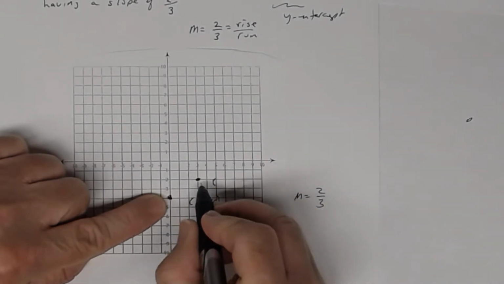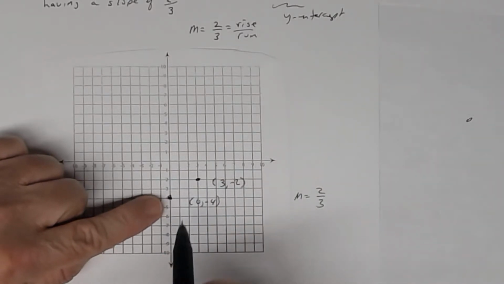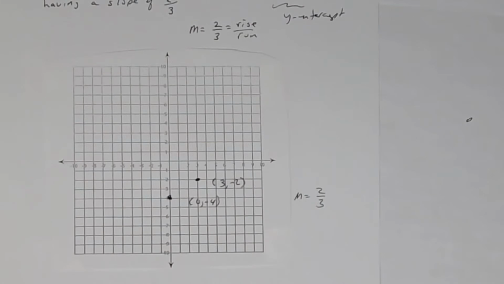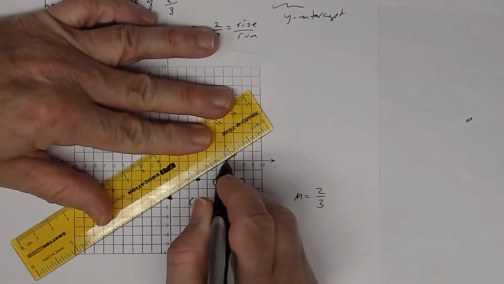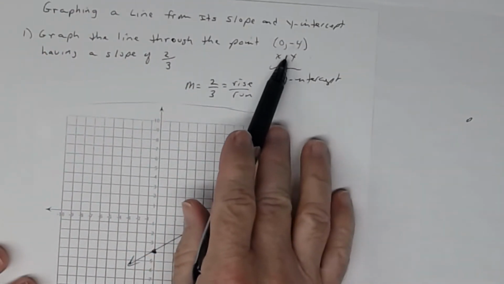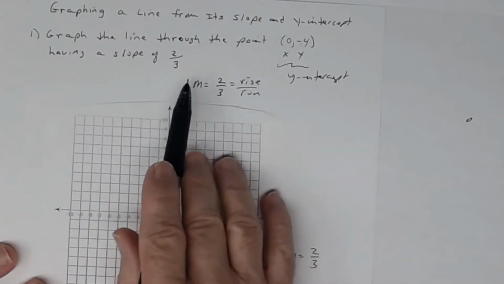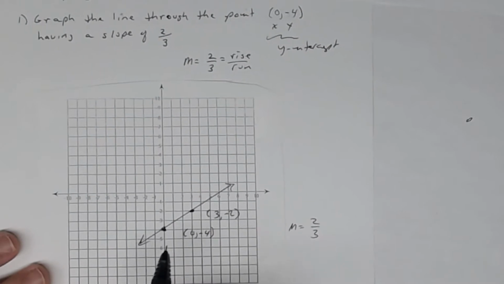So this is the point 3, -2. All right, so 3, -2 is that point. And now all you do is draw your line, and that's it. You're done. All right, so this line goes through the y-intercept, 0, -4, and it has slope 2/3, right? Rise, run. So up 2, right 3. Okay? Very simple to do. Very simple.